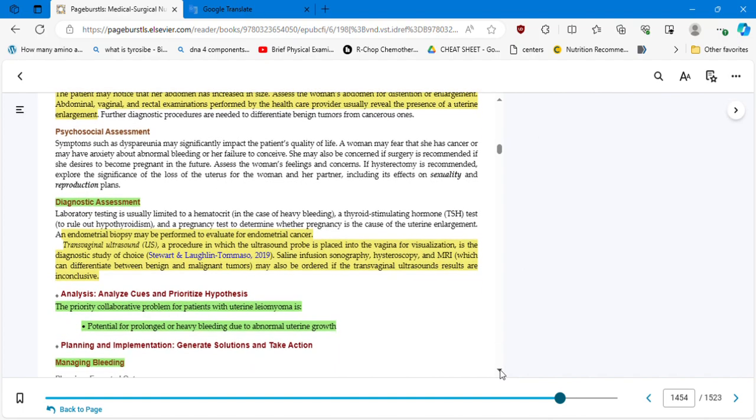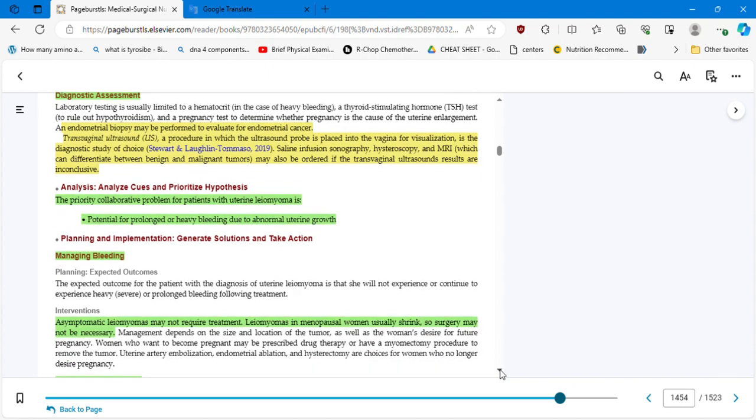Diagnostic assessments. An endometrial biopsy may be performed to evaluate for endometrial cancer. Transvaginal ultrasound, a procedure in which the ultrasound probe is placed into the vagina for visualization, is the diagnostic study of choice. Saline infusion sonography, hysteroscopy, and MRI, which can differentiate between benign and malignant tumors, may also be ordered if the transvaginal ultrasound results are inconclusive.